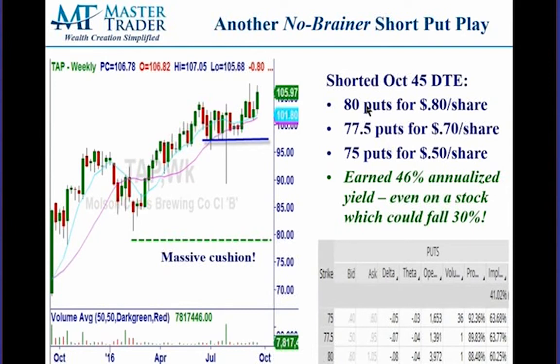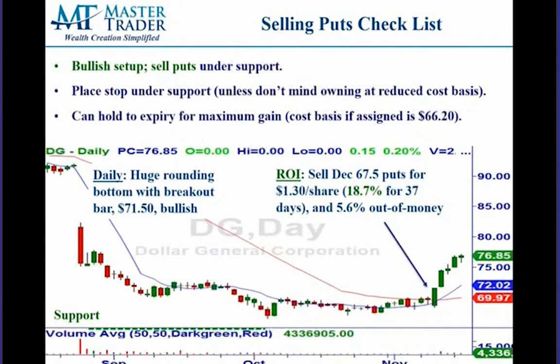I sold the 80s, the 77.5s, the 75s, and I was just collecting all of this money, and it's a massive 46% return with the stock being 30% away. That is my cushion, and I still make 100% of the profit. So I call this a no-brainer short put play.